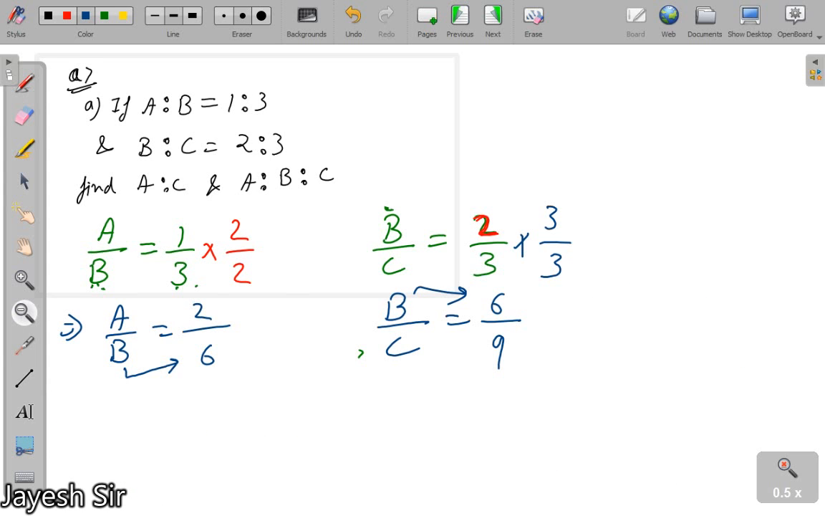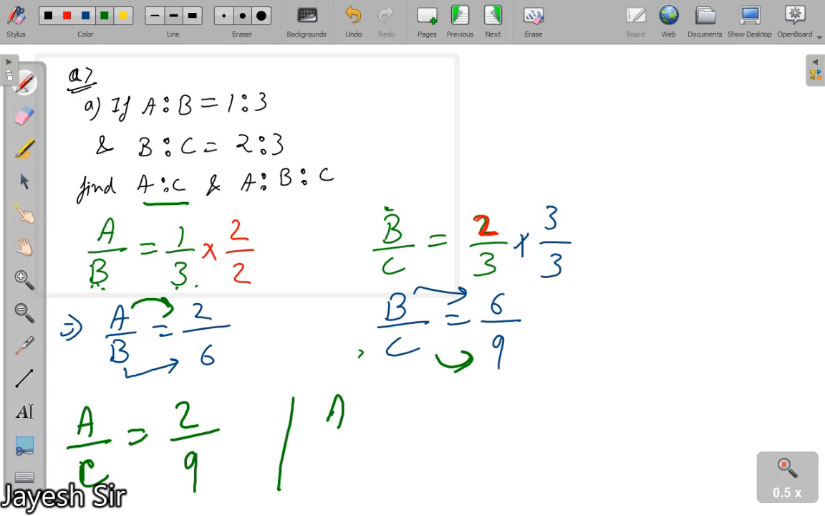Now it becomes very easy. What we have? We have to find A ratio C. So A ratio C will be, number opposite to A is 2 and number opposite to C is 9, 2 upon 9. Easy. If we want to find out A ratio B ratio C, then number opposite to A is 2. Number opposite to B in both the cases is 6. Number opposite to C is 9, and that is the answer.